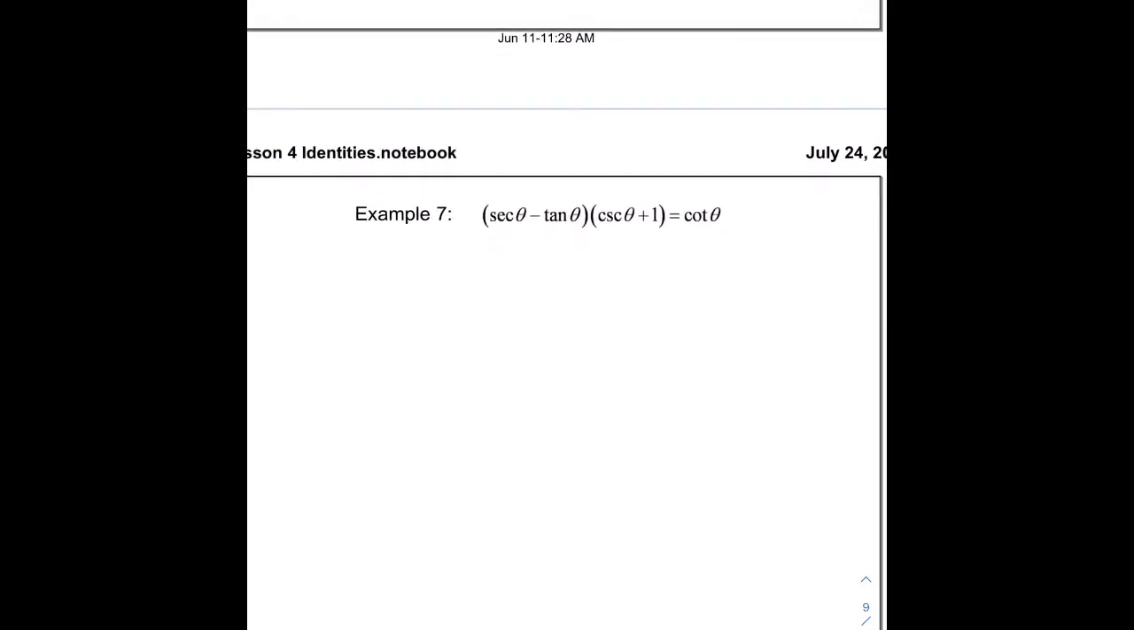All right, here we go. Example 7. This is an example of a full-blown identity because what you were doing in the previous section is you were just evaluating expressions and simplifying them, but now you have an identity where you have an equal sign.